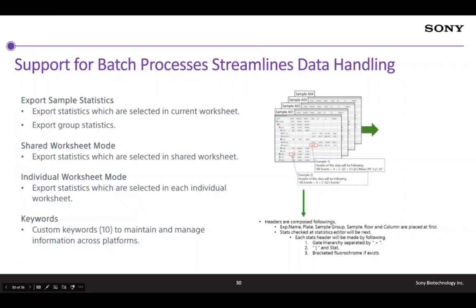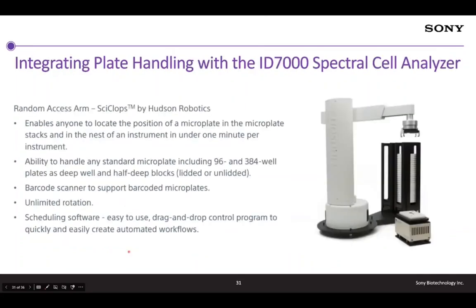So the new robot arm comes with the ID7000 if you purchase it. It enables anyone to locate the position of a plate in the stacks in under a minute per plate. And you can do 96 well plates or 384 well plates, as well as full deep and half deep plates.